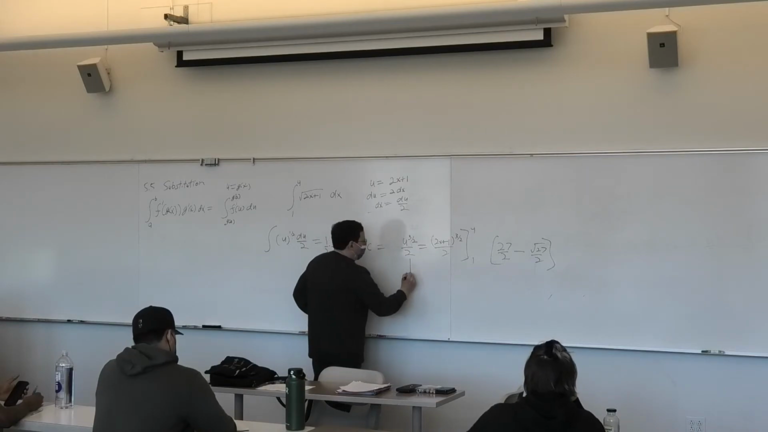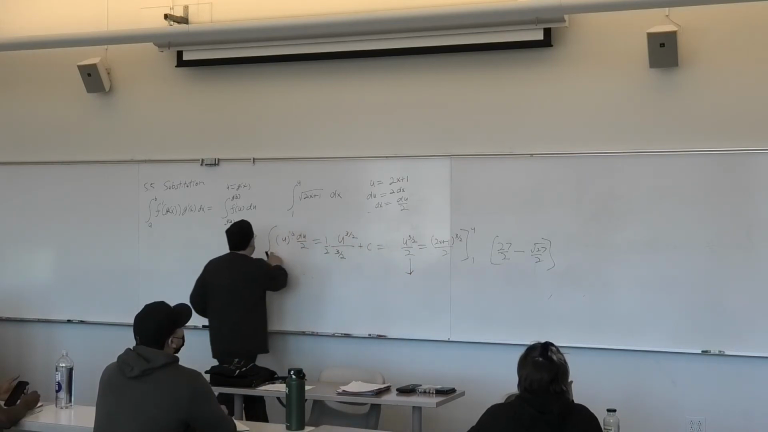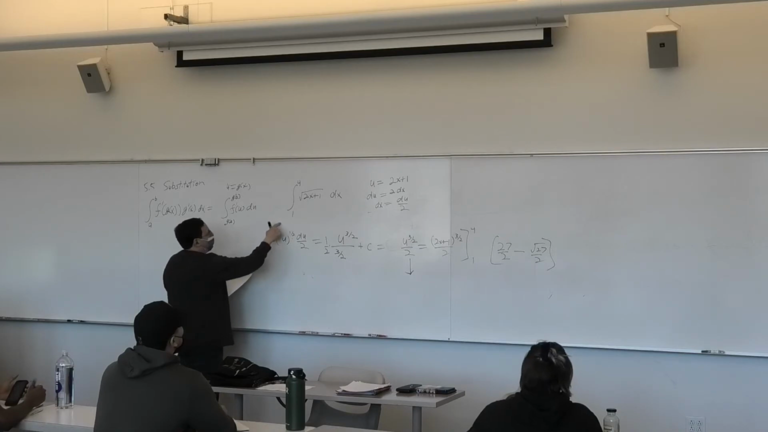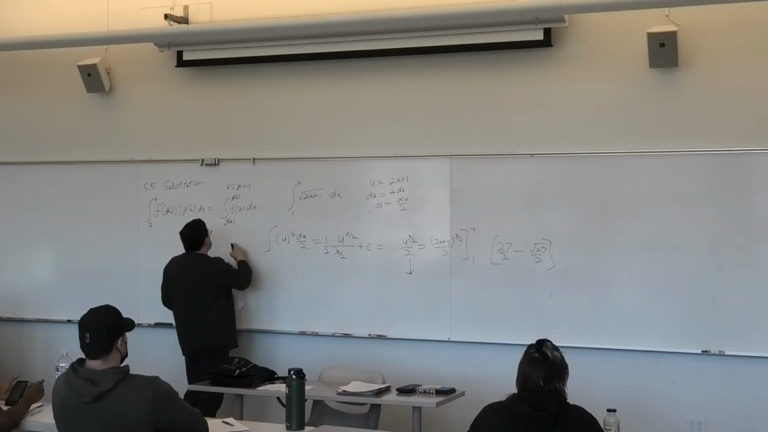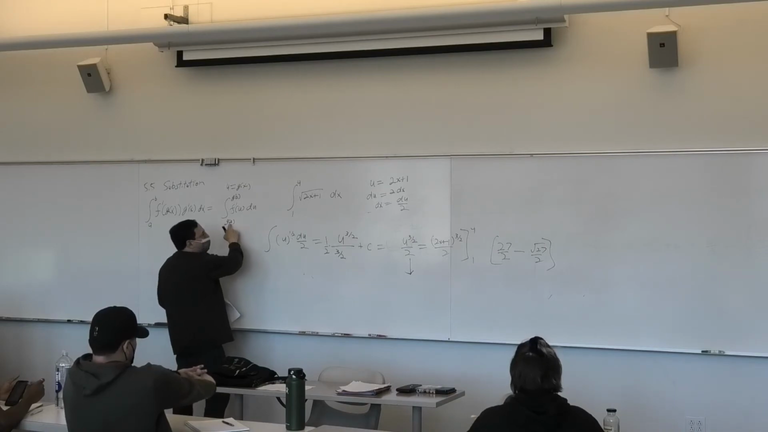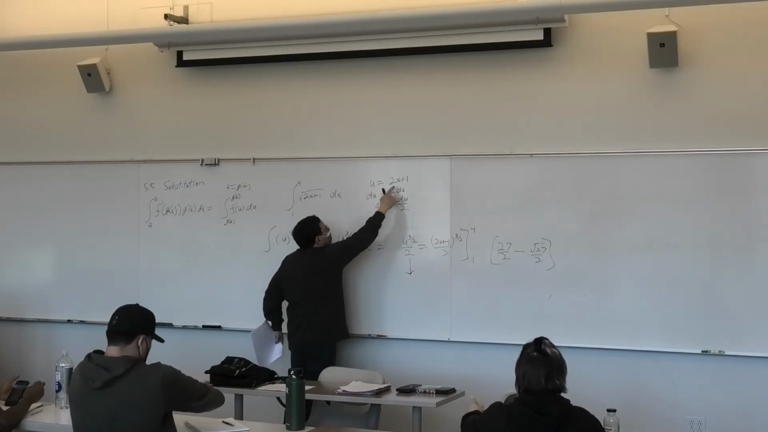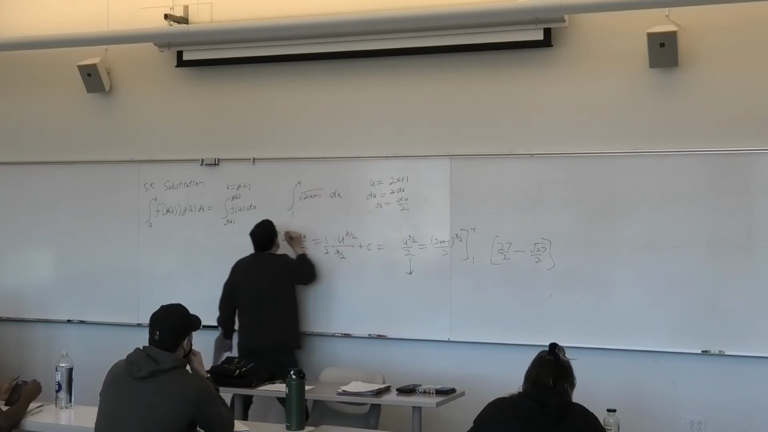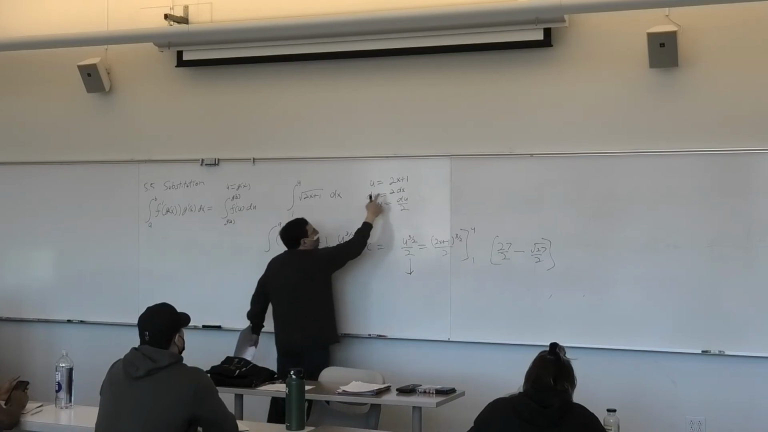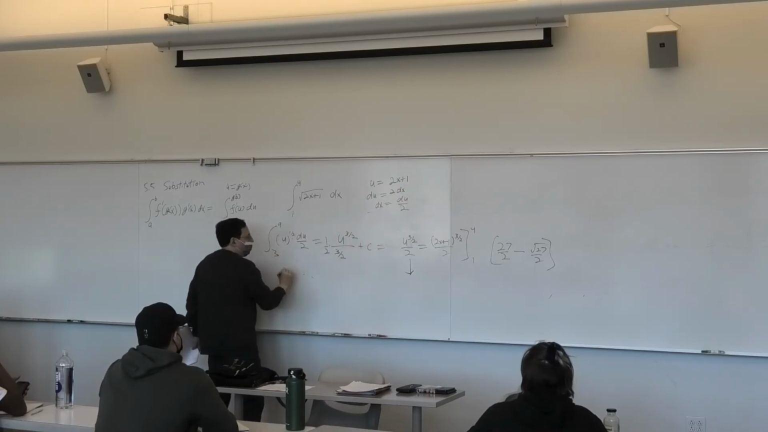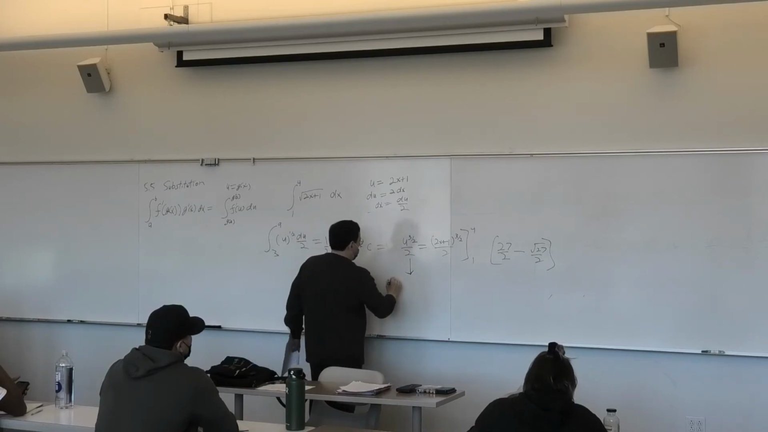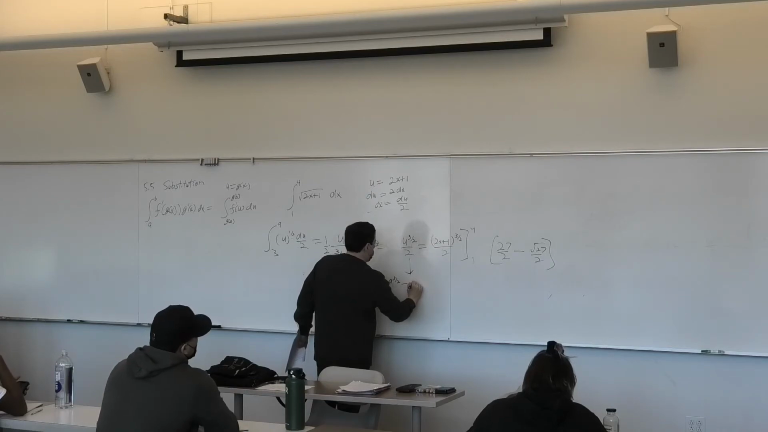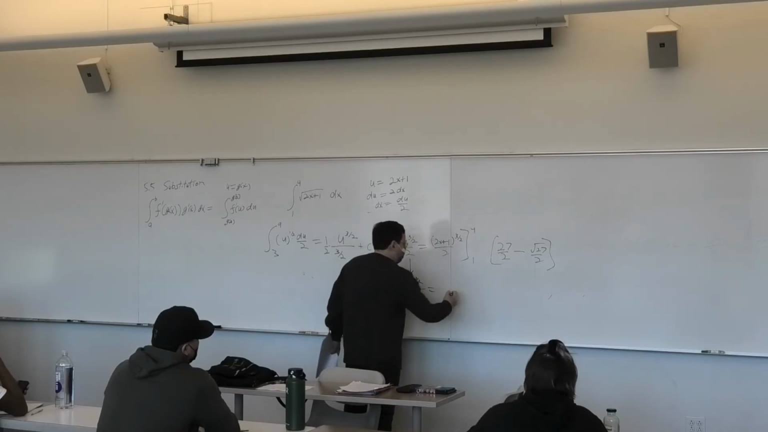But we could have stopped here if we figure out what g of a and g of b is. Well, g is our u. So this makes our limits 9 and 3. See how that works. So it's 9 to the 3/2 minus 3 to the 3/2 over 2. It's the same thing.